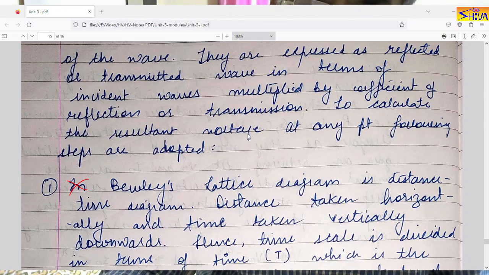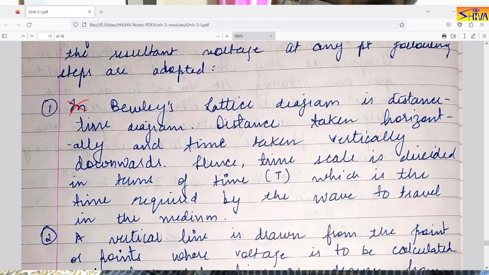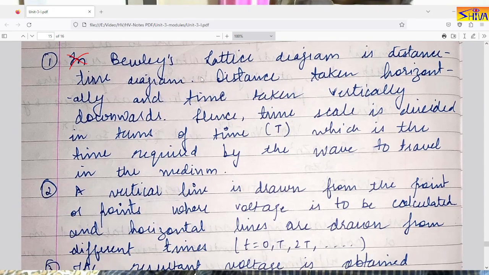To calculate the resultant voltage at any point, the following steps are adopted. Step number 1. Bewley's lattice diagram is a distance-time diagram. Distance is taken horizontally and time is taken vertically downwards. Hence, the time scale is divided in terms of time T, capital T, which is the time required by the wave to travel in the medium.